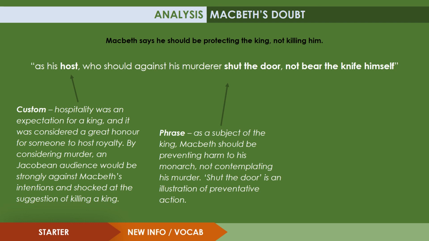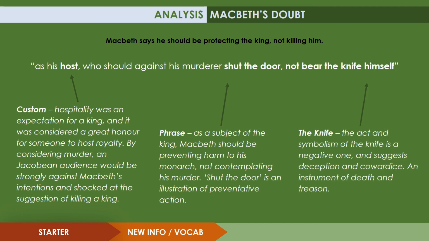Okay, so next we have this phrase, so shut the door. So as a subject of the king, Macbeth should be preventing harm to his monarch, not contemplating his murder. So shut the door is an illustration of preventative action. So next we have the knife. And the act and the symbolism of a knife is a negative one and suggests deception and cowardice. Okay, so like a knife in the back. Okay, so this is an instrument of death and treason.